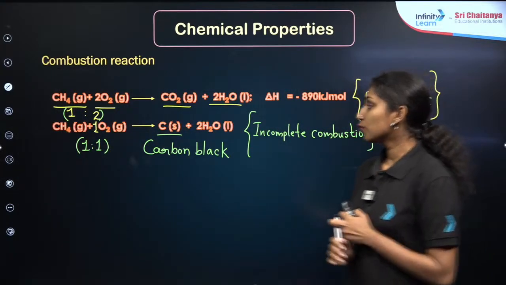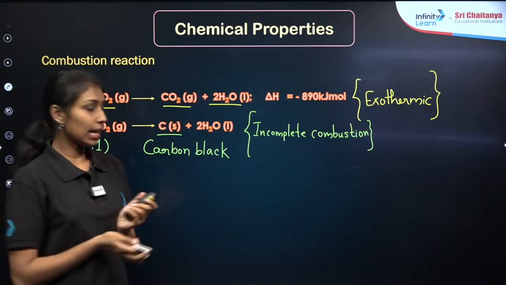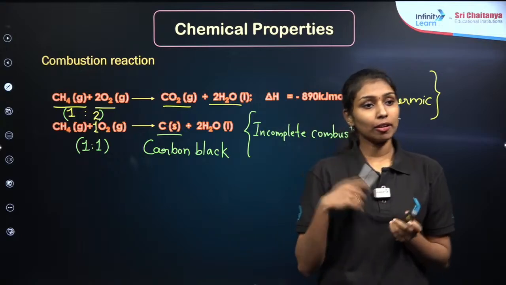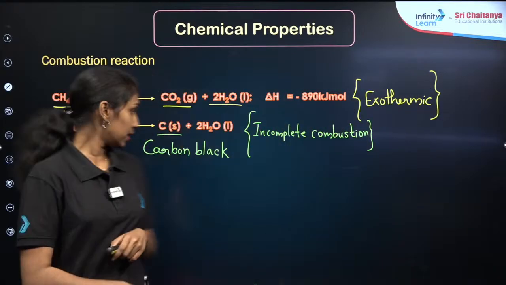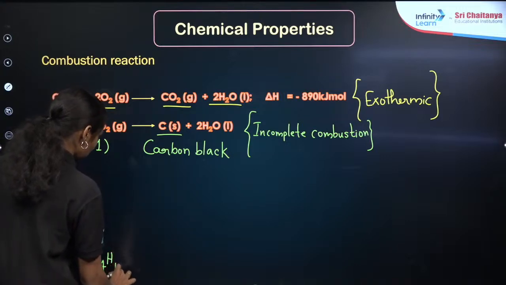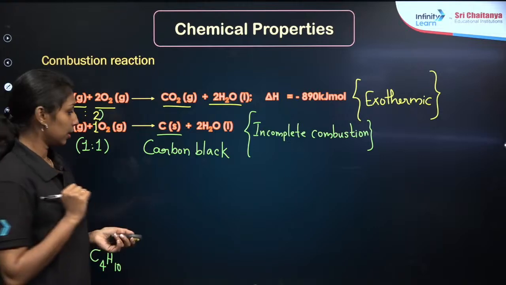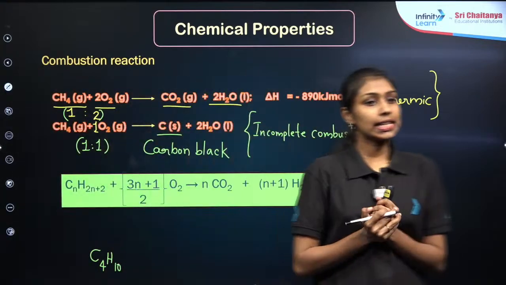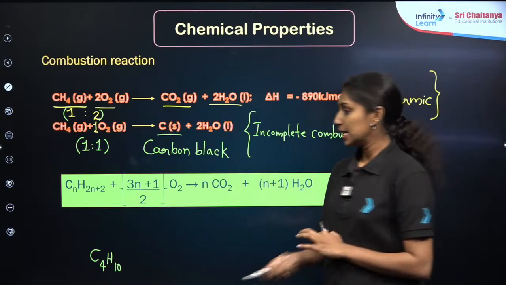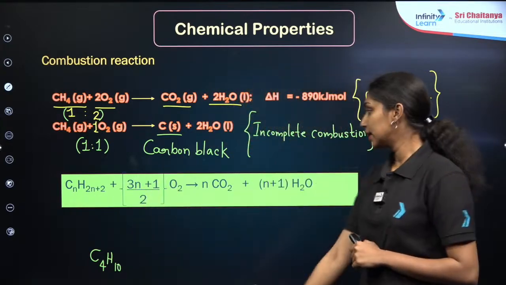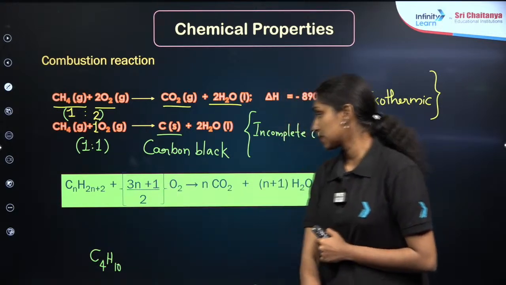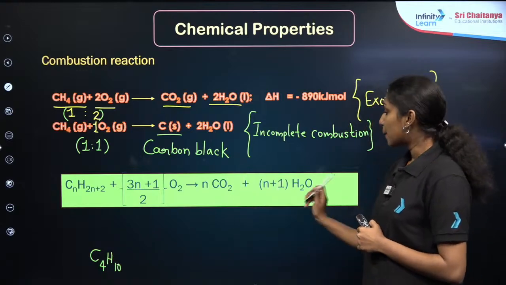Other, higher alkanes. For example, if I take any other alkane and do the complete combustion by adding oxygen, what will be the product? For example, I am taking C4H10, a 4 carbon compound. It will be butane. Now, this is the general trick or general formula to balance the combustion reaction of an alkane. CnH2n+2 is our alkane. Then I add (3n+1)/2 O2, where n is the number of carbon atoms. I will get n CO2 plus (n+1) H2O.